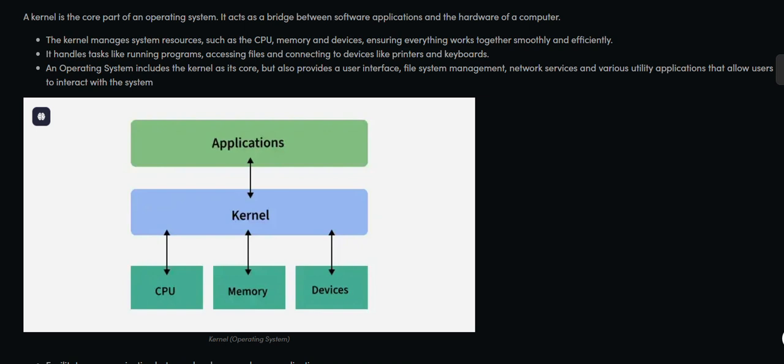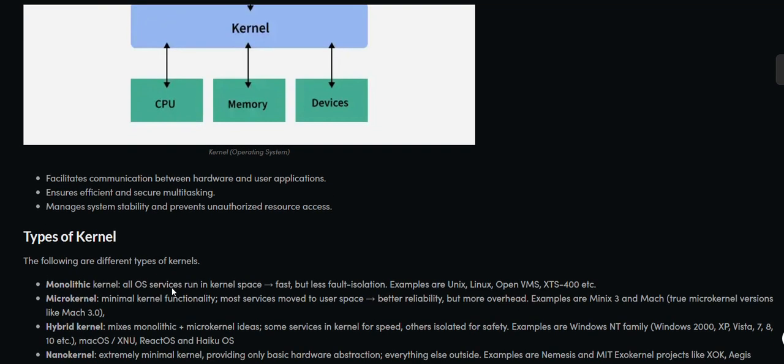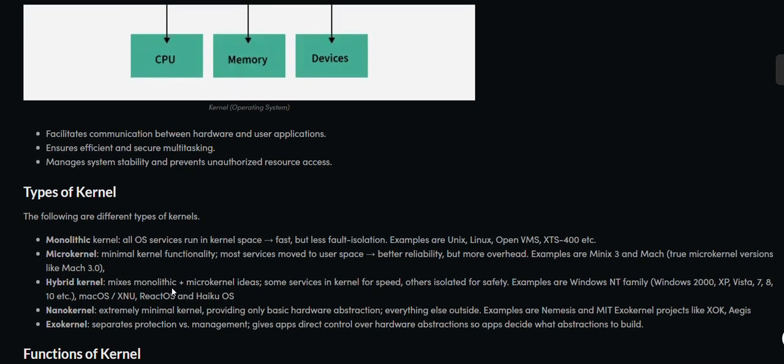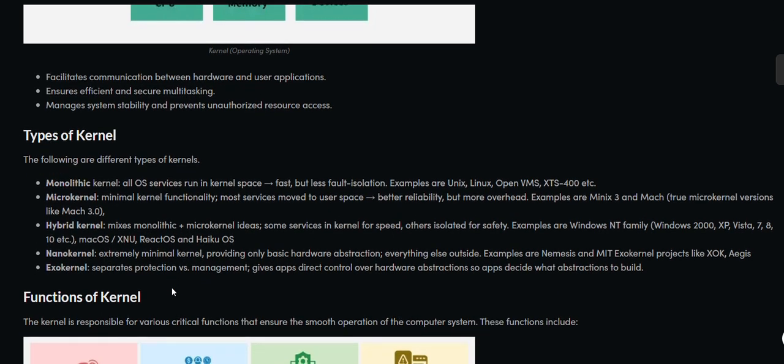So what is a kernel? A kernel is a bridge between software applications and hardware. If you see, this is the kernel and application, the kernel and the various hardware components. The kernel facilitates communication between hardware and software. It efficiently secures multitasking, manages stability, and prevents unauthorized resource access.